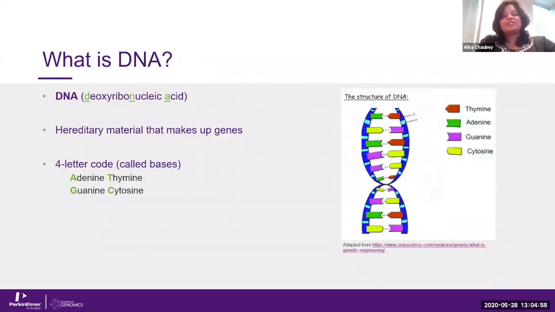As I mentioned, we talked about genetics and then we come to DNA. DNA, which most of you might be familiar with, stands for deoxyribonucleic acid. It is the hereditary material that makes up the genes. It is made up of 4 letter codes called bases: adenine, thymine, guanine, and cytosine. And you can see how they pair. Adenine pairs with thymine and guanine pairs with cytosine, which you can see color coded. This is how we have 2 strands of DNA that are complementary to each other because of this phenomenon. And this is what our hereditary material essentially is.